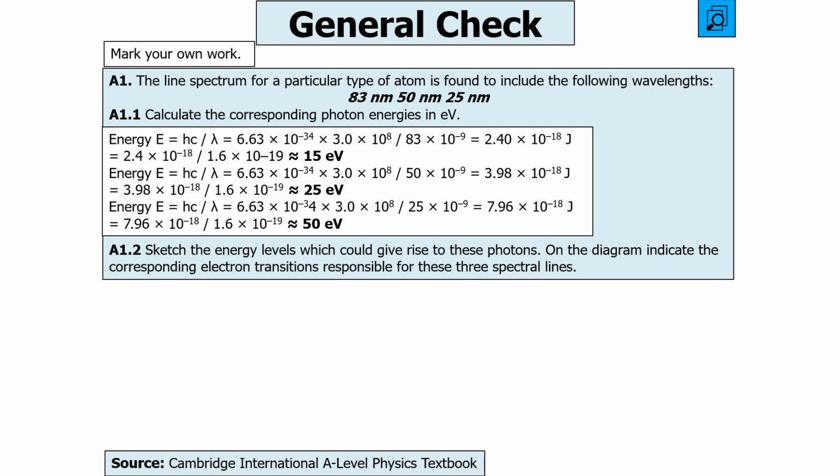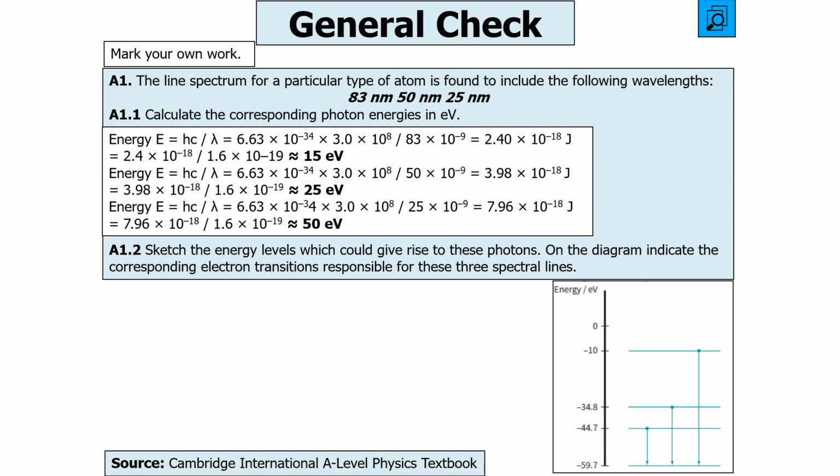So what that means is, for your energy transitions, you're going to need a particular diagram which would actually have these different transitions. So you'll need a 50 eV, you will need a 25 eV, and you'll need a 15 eV transition to actually get those particular photons out.